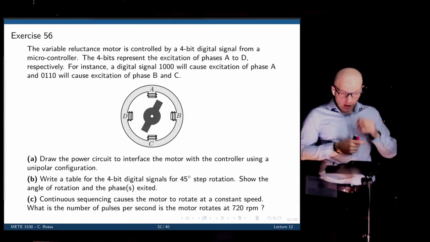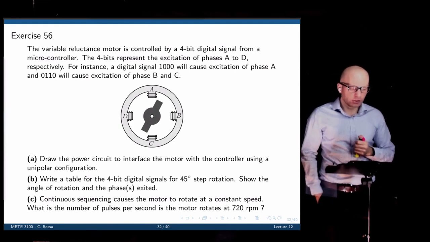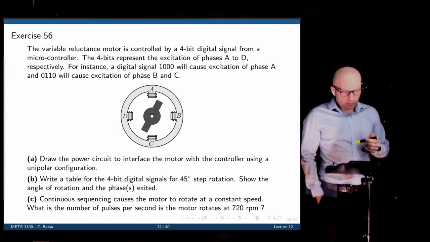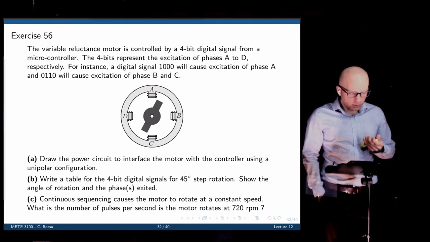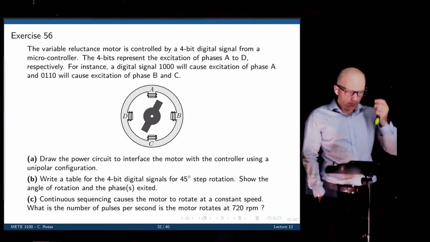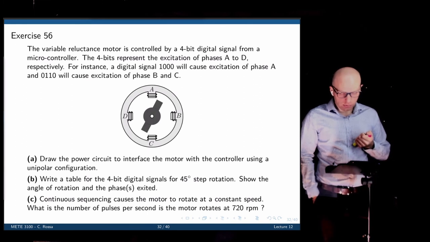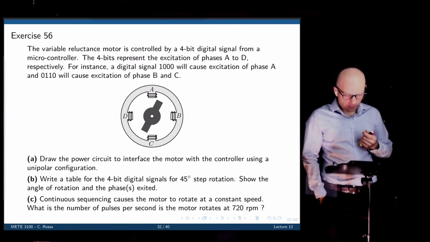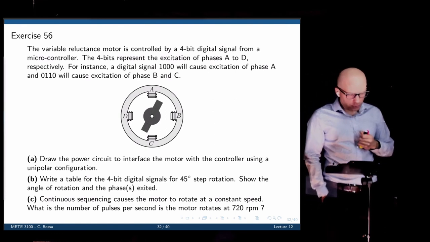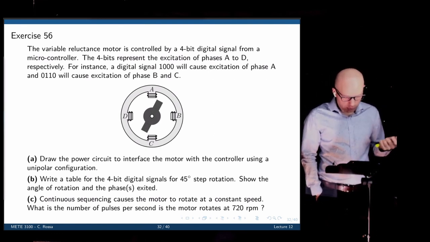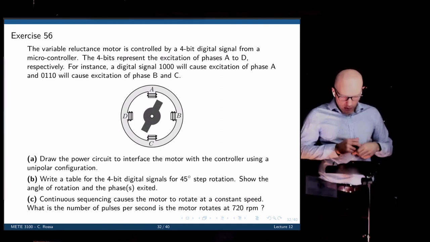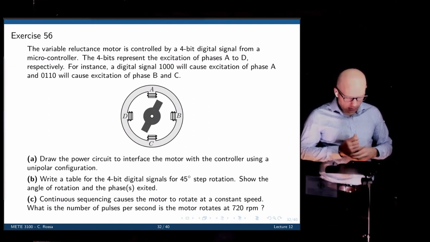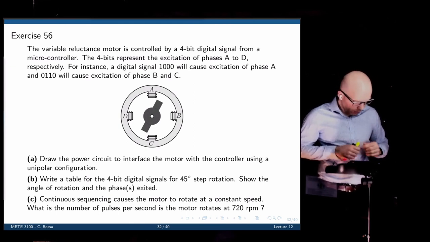That's a simple one. We have a variable reluctance motor controlled by a 4-bit digital signal from a microcontroller. The 4 bits represent the excitation of phases A to D respectively. For instance, a digital signal 1000 will cause the excitation of phase A, and 0110 causes excitation of B and C. Draw the power circuit to interface the motor with the controller using a unipolar configuration. Write a table for the 4-bit digital signals for a 45 degree step rotation, and continuous sequencing causes the motor to rotate at a constant speed. What is the number of pulses per second if the motor rotates at 720 RPM?